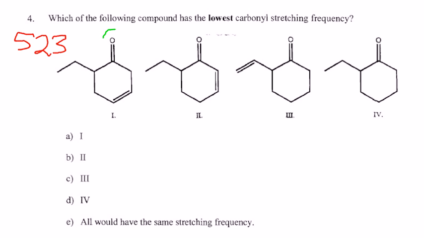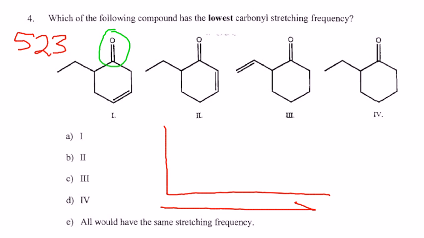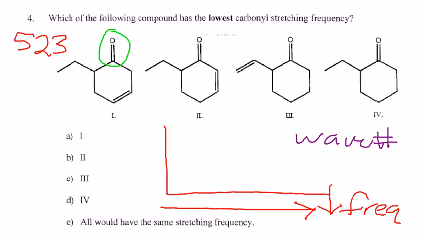Now, a carbonyl group is a C double bond O. And as far as stretching goes, on the IR, the frequency at which bonds stretch is going to decrease as you go from left to right. Frequency is proportional to another concept called wave numbers, and wave numbers are given as centimeters to the -1, reciprocal centimeters.